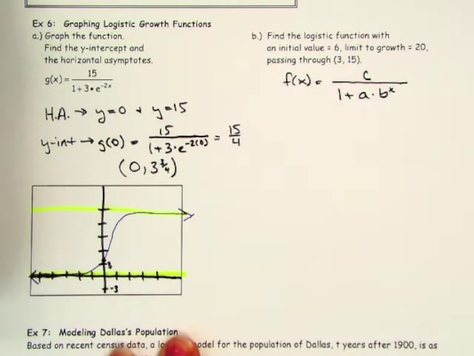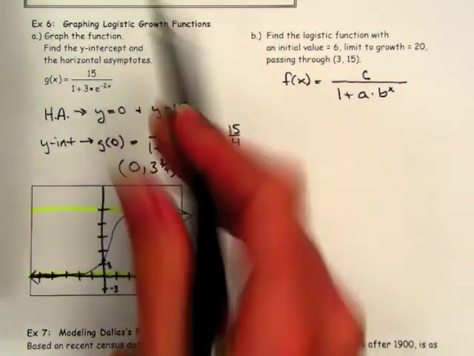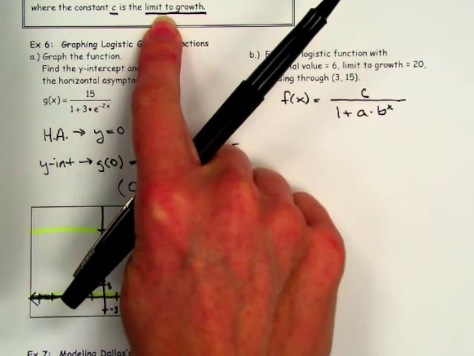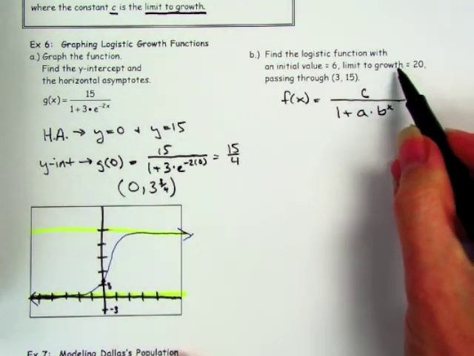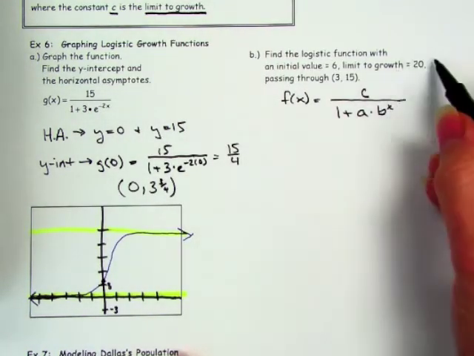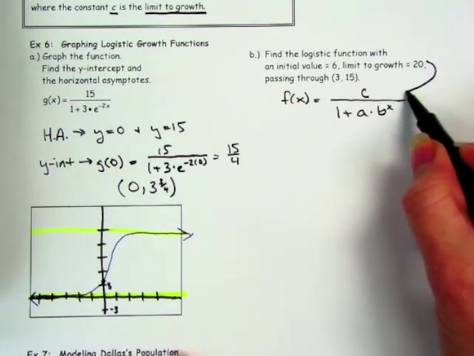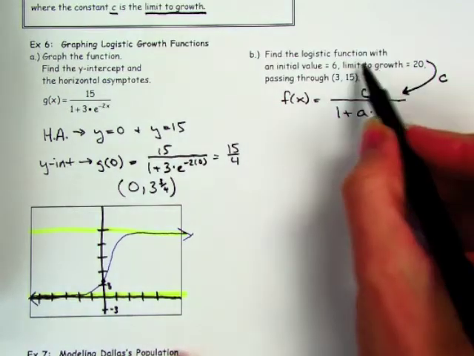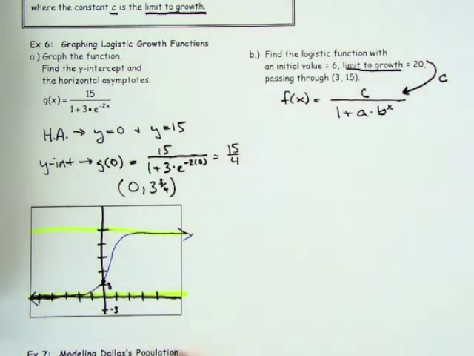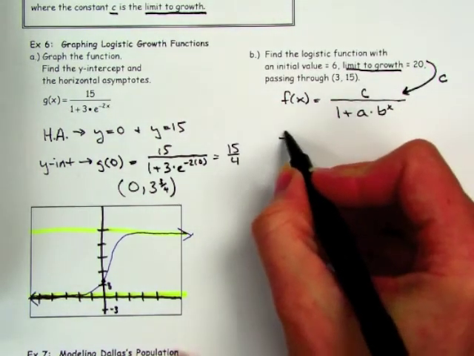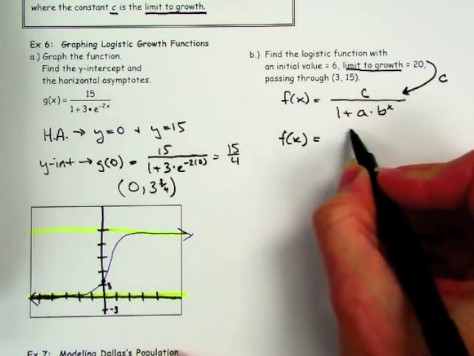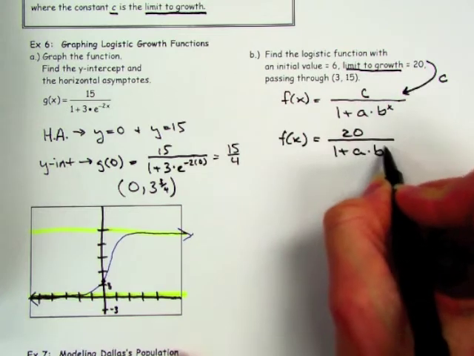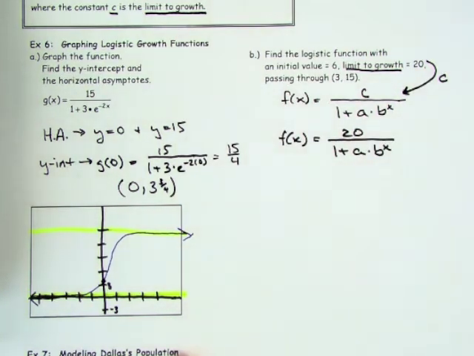So one of the things that we know is c, from up here. c is exactly the limit to growth. So here we're told the limit to growth. The maximum growth you can have is 20. So we're going to put 20 in as c. Okay, that is our limit to growth. So that's a direct, just plug it in. So we know that f of x is equal to 20 over 1 plus a times b to the x. Okay, that's a nice quick one.